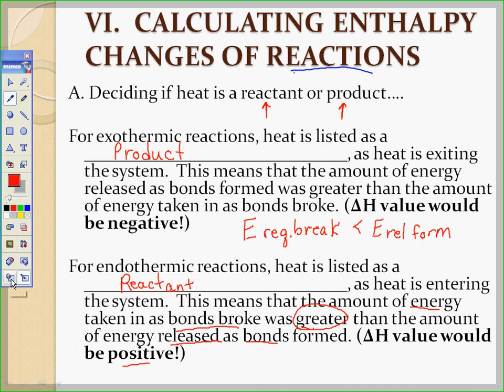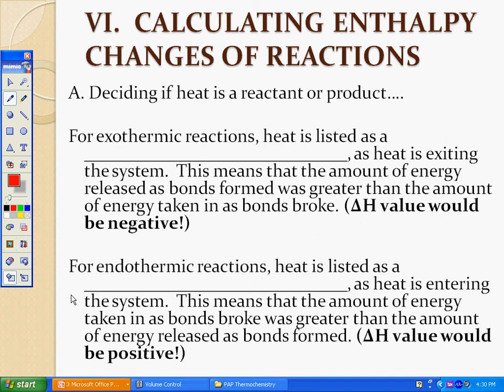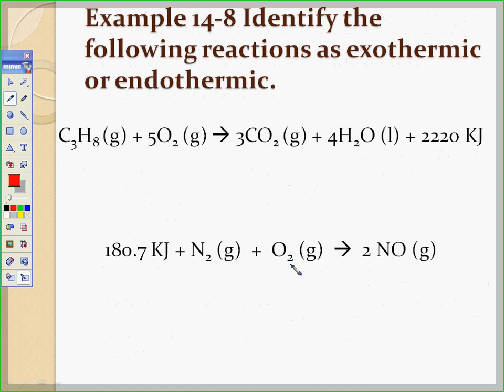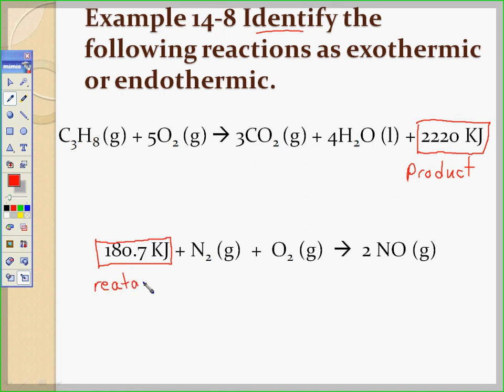Now, when we write an enthalpy change for a chemical reaction, it is for that reaction as balanced. So in this particular example, we see that the heat was written as a product. You might want to try these on your own. Pause the video real quick before I give it away. Heat's written as a product in one, and heat's written as a reactant in another.